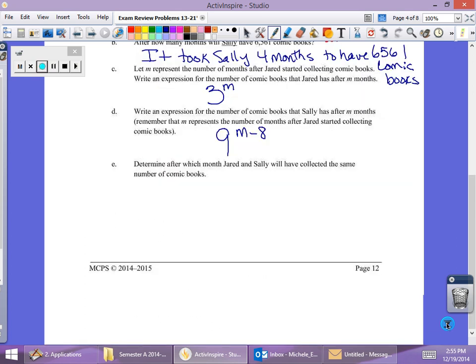Now in part E, we want to determine after which month Jared and Sally will have collected the same number of comic books. So I want the answer for C and D to be the same, which means I want them to be equal. So let me set them equal to each other. We solve these problems by trying to find a common base. The common base for 3 and 9 would be 3. So I already have a base of 3 on the left.